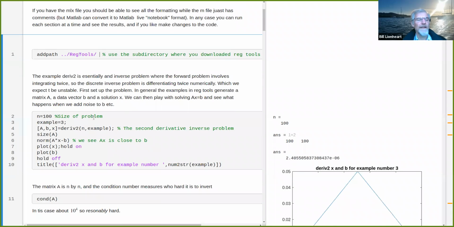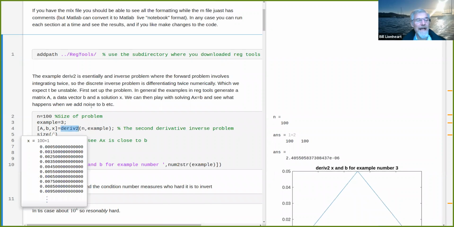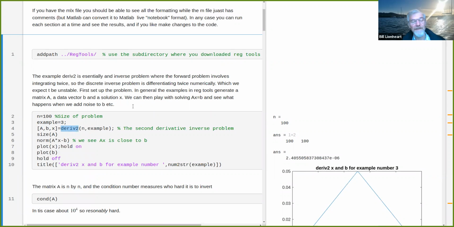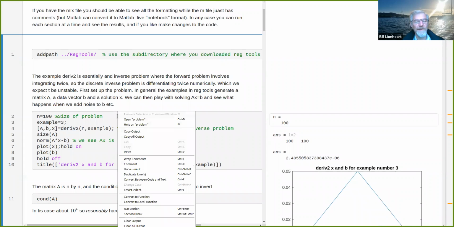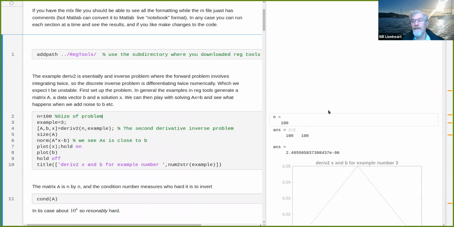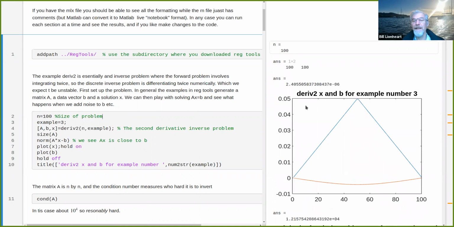Okay, so we set the size of the problem to be n, and I'm going to call deriv2, which generates a matrix A, a vector B, and a vector X. And the idea is A times X equals B, but you want to try and find X, knowing only A and B. A is a 100 by 100 matrix. Let me just click to run section, which is Control Enter. Okay, so the output comes out over here. It's a 100 by 100 matrix.